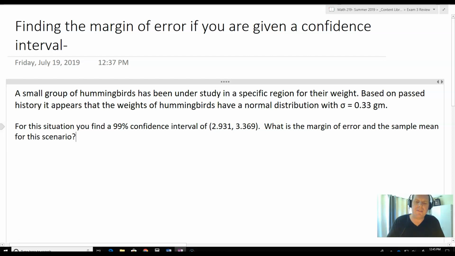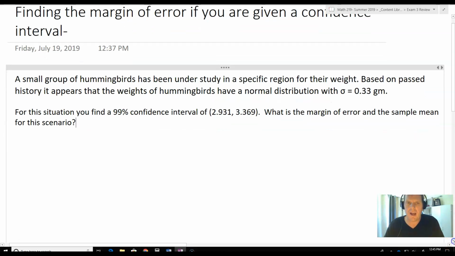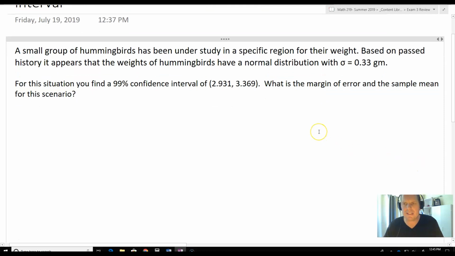So let's say, for example, I've got this example which says a small group of hummingbirds has been understudied in a specific region for their weight. Based on past history, it appears that the weights of hummingbirds have a normal distribution with sigma equals 0.33 grams. For this situation, you find a 99% confidence interval of 2.931 to 3.369. What is the margin of error and the sample mean for this scenario?